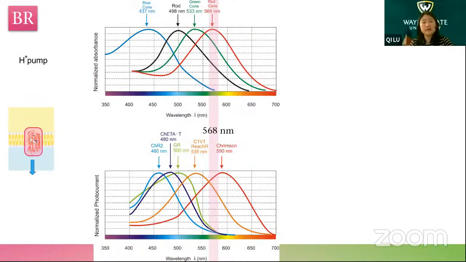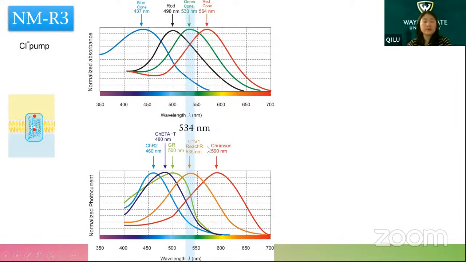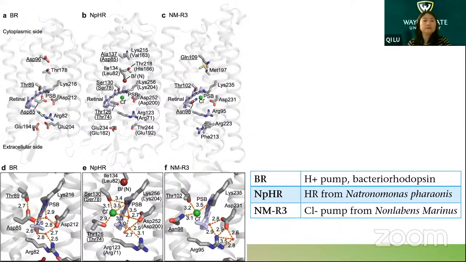And the most sensitive wavelength for bacterial rhodopsin is around 568. It's 575 for halorhodopsin, and 534 for the MR3 chloride pump. And now let's move on to see the tertiary structure of those pumps.